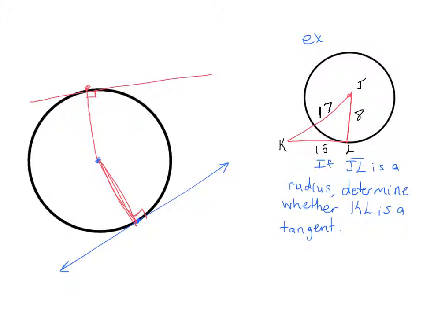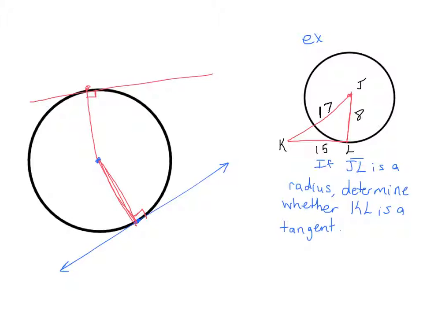Let's look at an example where we would be able to use this. In this example, we're being asked to figure out if the line segment KL is a tangent. We know that JL is a radius, and we have a triangle here. If KL is in fact a tangent, it's going to be perpendicular to JL, which would make this a right angle, which would make the entire triangle a right triangle. So if this is a right triangle, what relationship holds true for the sides of a right triangle? If you said the Pythagorean theorem, you are correct.